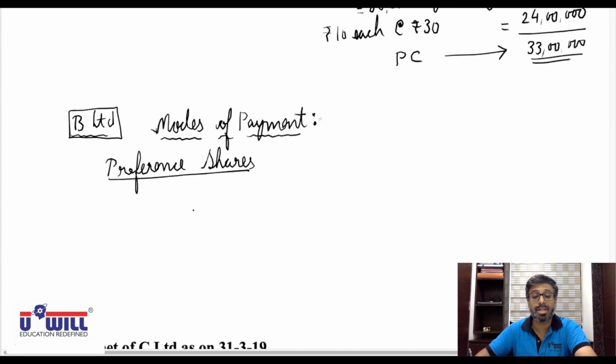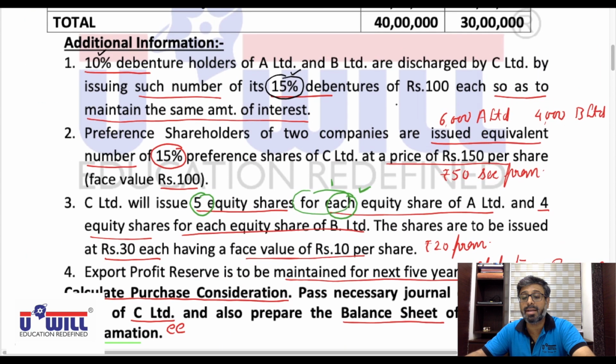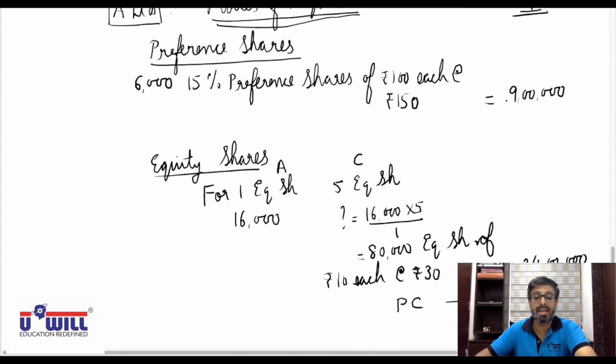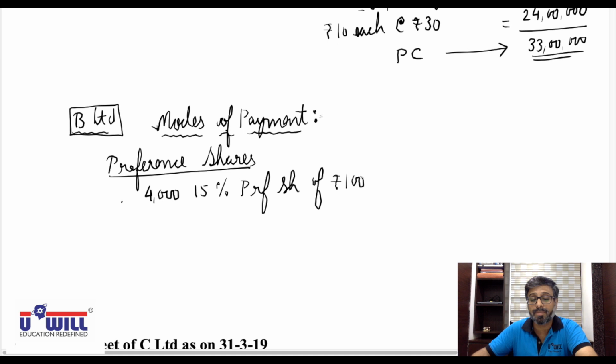Now regarding preference shares, equivalent number. As we discussed, in B Limited there are 4,000 preference shares. So equivalent number means here it would be 4,000 preference shares directly. 4,000 15% preference shares of rupees 100 each, but at rupees 150 each. So we will be multiplying with 150. 4,000 into 150, that would be 6 lakhs. 6 lakhs we will have to give to the preference shareholders.